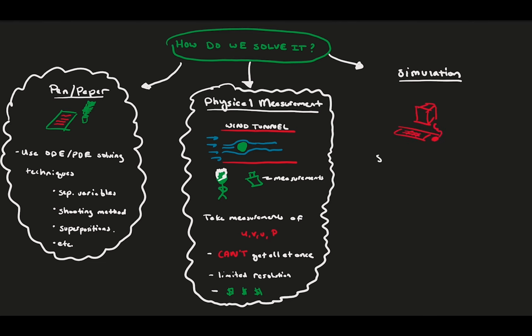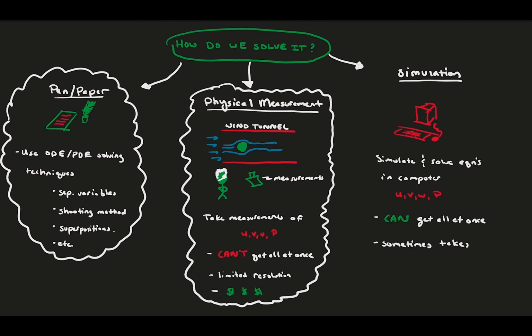Here, we would take a model and directly simulate the flow around the model with great resolution and accuracy. Also, we would get the entire U, V, and W flow field along with the pressure field all at the same time. Something very limiting in experiments.